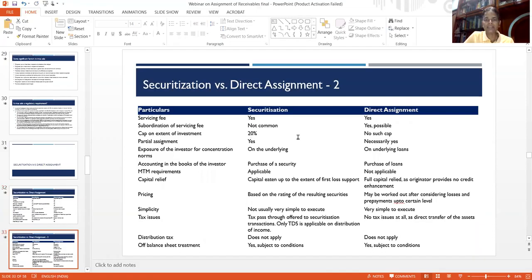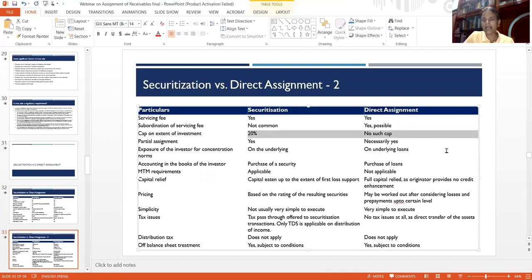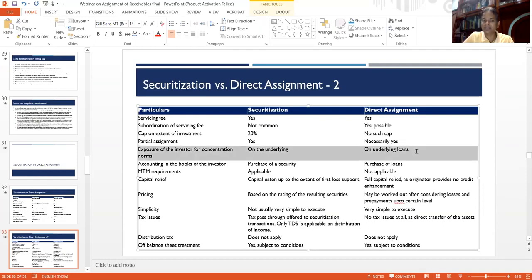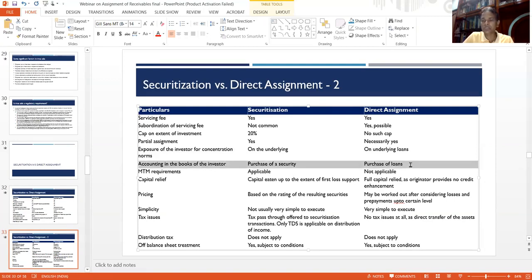Also, the cap on investment. In case of a securitization transaction, the originator cannot hold more than 20%. In case of a DA, there's no such cap. There's no such limit. Concentration norms as regards exposure of the investor will not be applicable in either case.